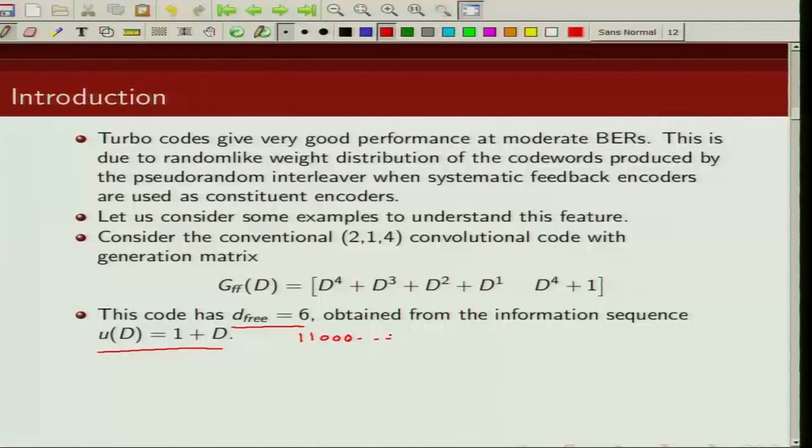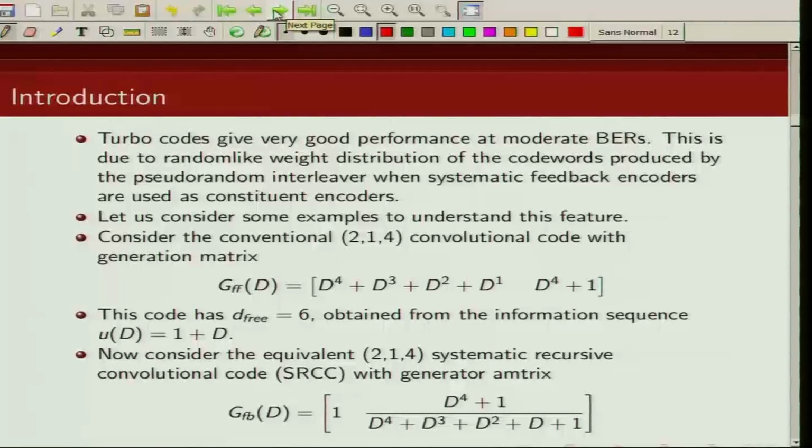Now you already know how to find the d free of a convolutional code. Given a generator matrix, you first have to find its state diagram, then you draw its modified state diagram, and from there you can calculate the weight enumerating function, the input output weight enumerating function, and the conditional weight enumerating function. All those things we have already discussed in our earlier lecture. So you know, given a generator matrix, how to find the weight distribution of a convolutional code.